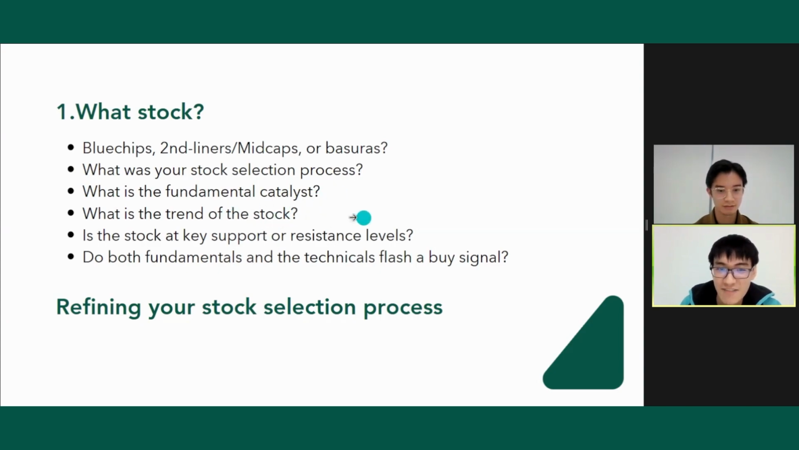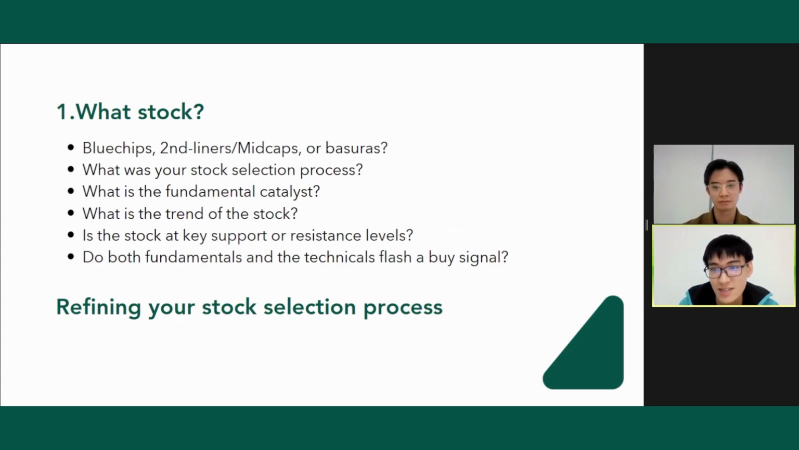Next, what was the trend of the stock? Diba? Was it uptrend, downtrend, sideways? Nasa support ba siya or resistance? Was it a buy on support or buy on breakout trade? Then the most important is, did both fundamentals and technicals flash a buy signal? Did they go together? Or you just relied on one? Parang you relied on technicals pero you didn't even check the fundamentals, diba?